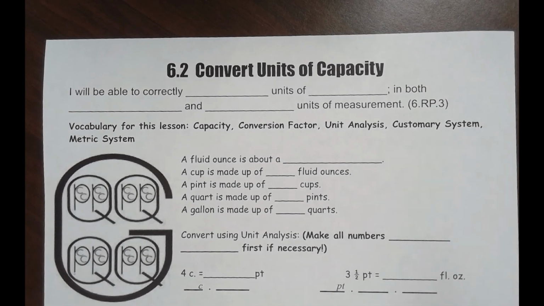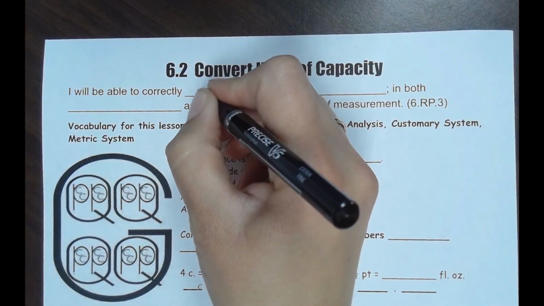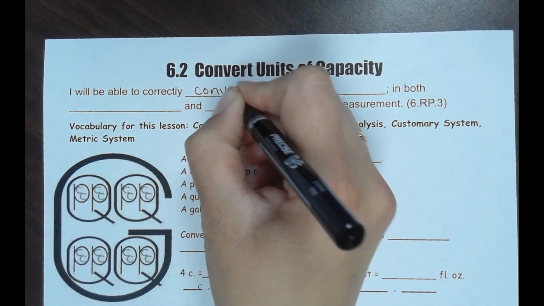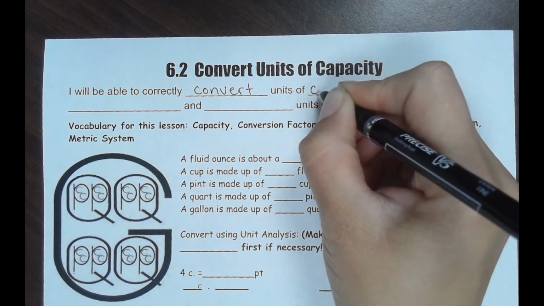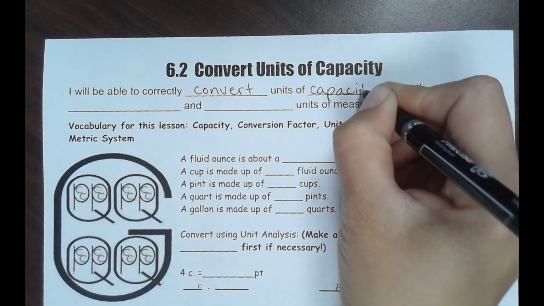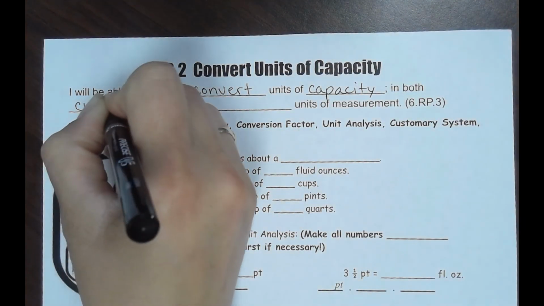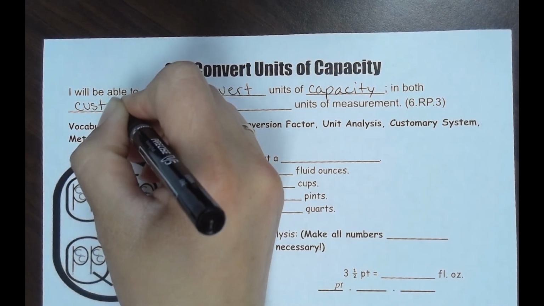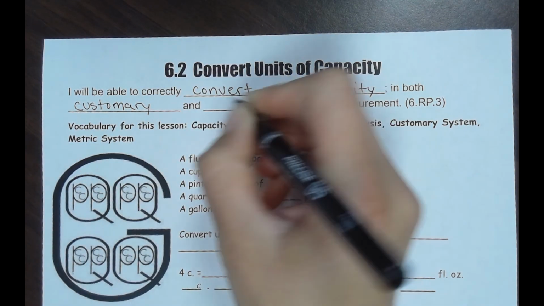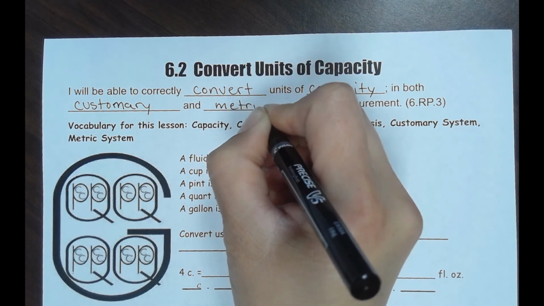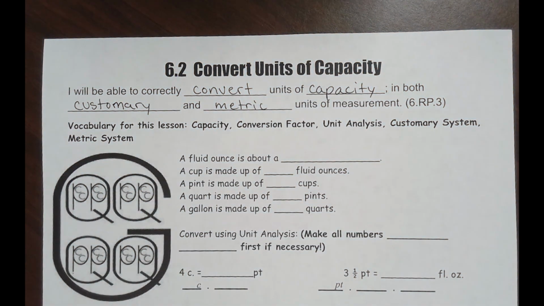Welcome back. This is lesson 6.2, Convert Units of Capacity. You're going to need your chapter 6 vocabulary page as well. I will be able to correctly convert units of capacity in both customary, or standard is another word you use, customary and metric units of measurement.